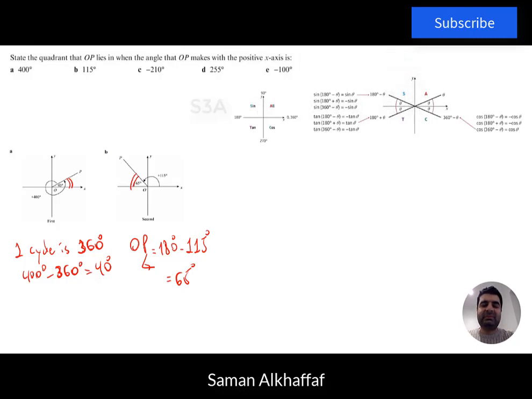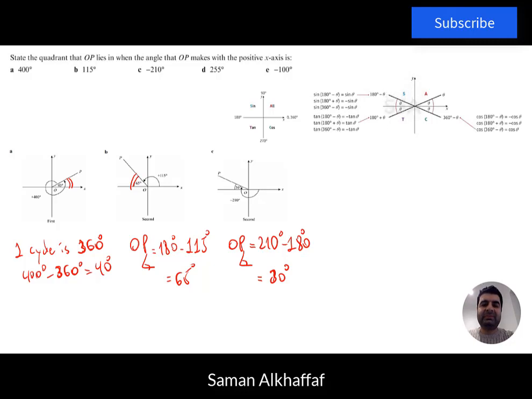Now we look at part C, which is the negative 210. So we start in the clockwise direction, and to find the angle of OP with the x-axis, we would have minus 210 plus 180. Actually, we can take it as positive, so in this scenario we would have 210 take away 180 degrees, which gives us the angle of 30 degrees with the x-axis.